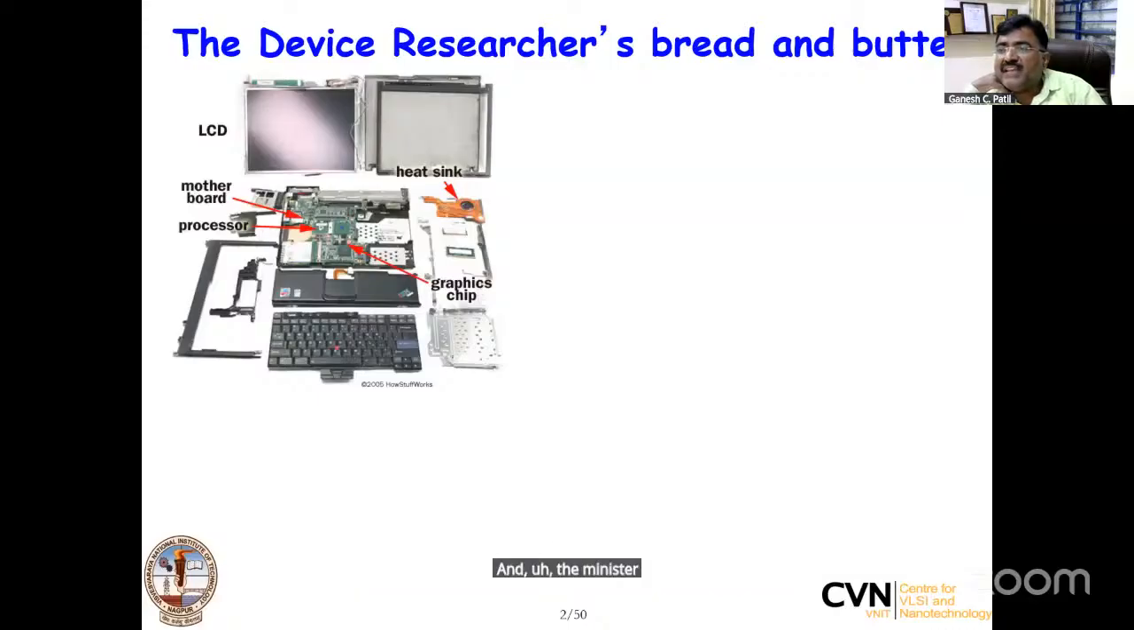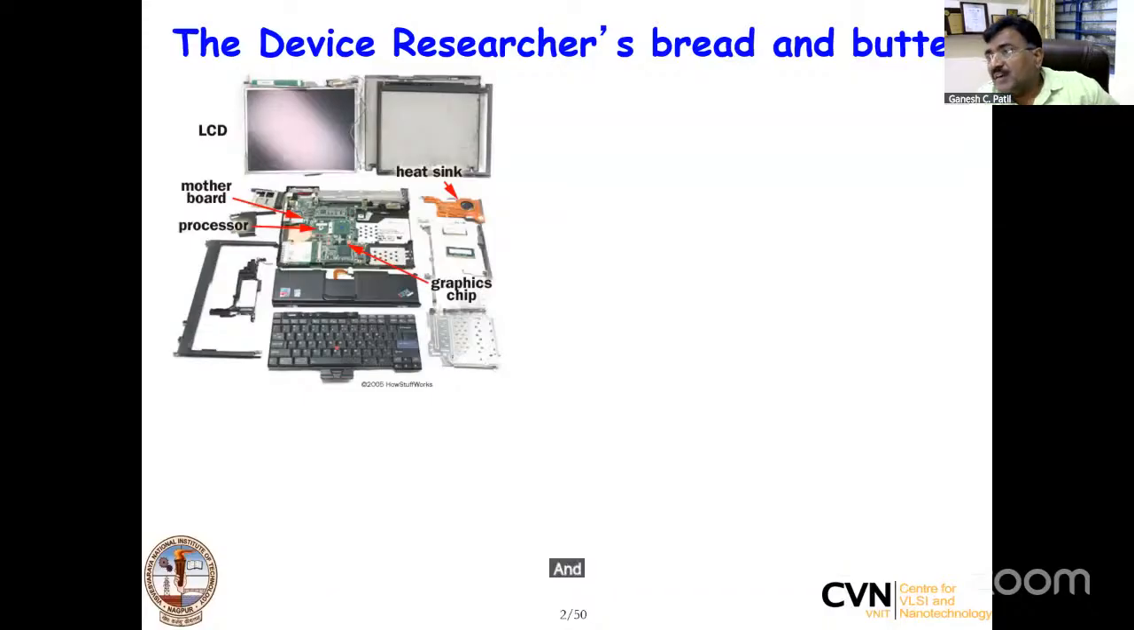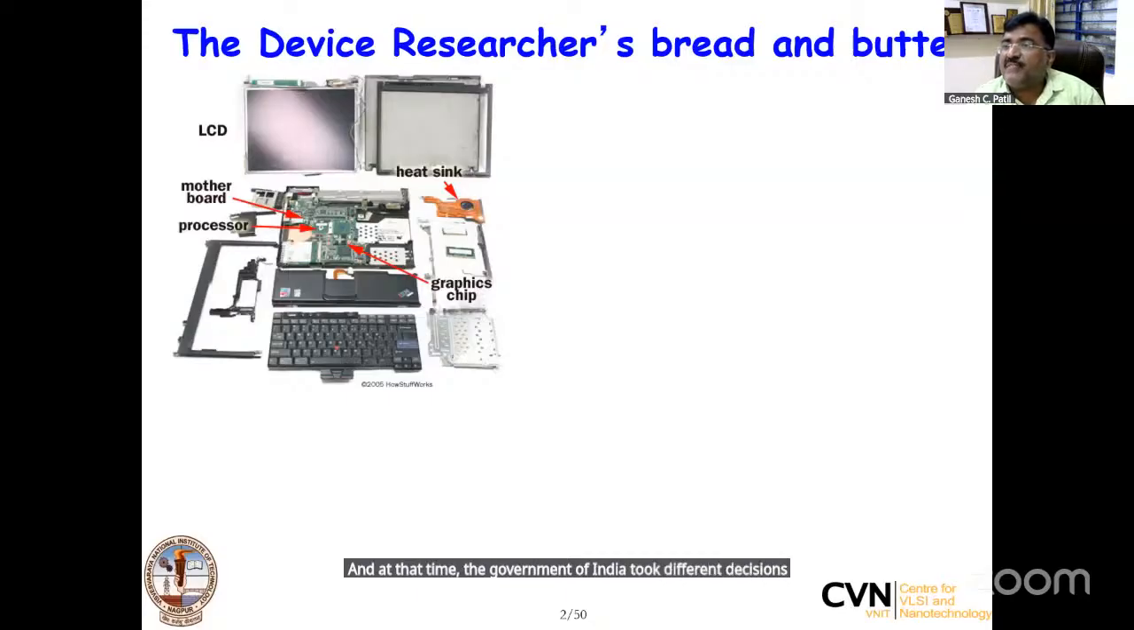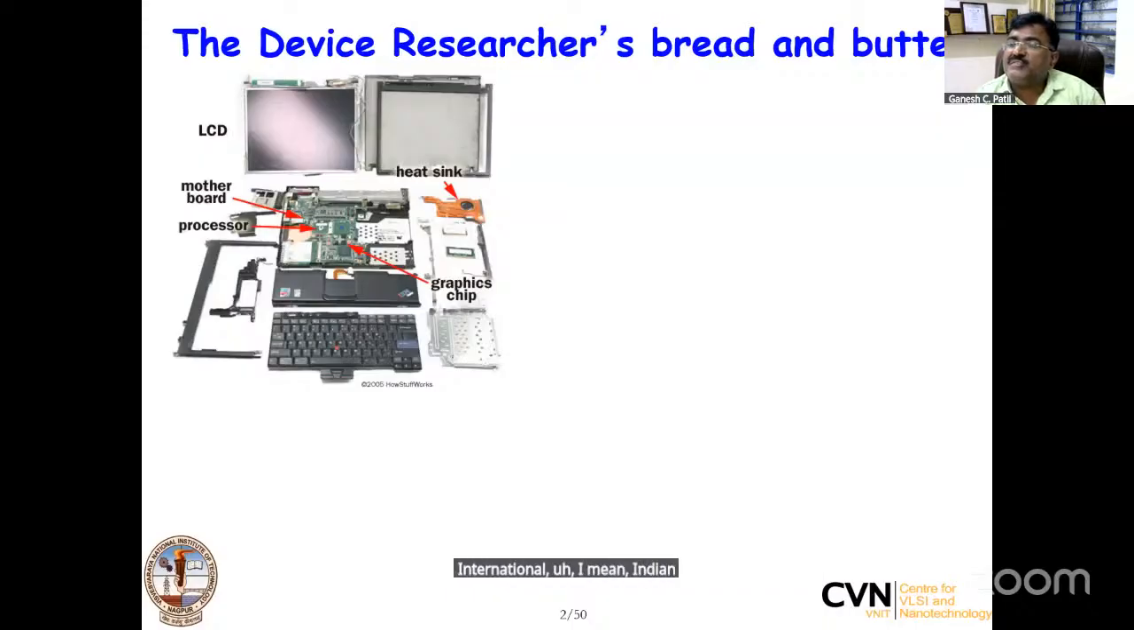In one of the conferences I attended at IIT Chennai, the minister said that one bus came, and the name of that bus was microelectronics, around the year 1980. A similar kind of bus came in 2010 as well, and its name was nanoelectronics. At that time, the government of India took different decisions and started forming the INUP centers. INUP is the Indian Nanoelectronics Users Program.